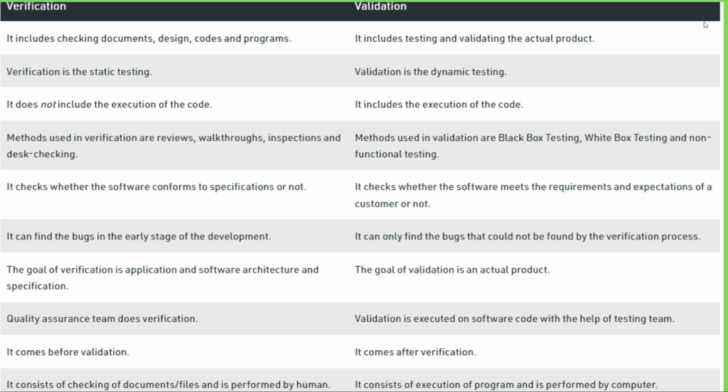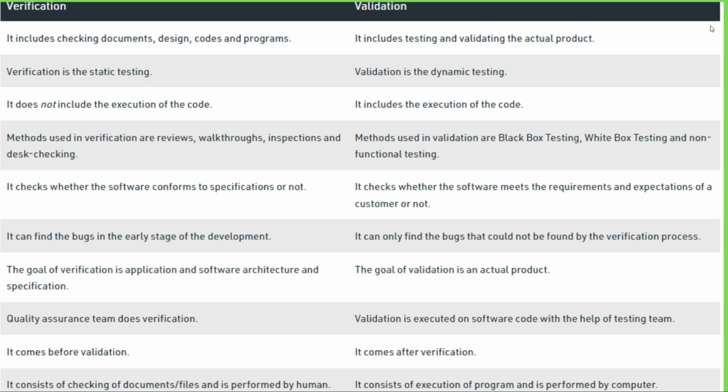functional as well as non-functional testing. Verification checks whether the software conforms to the specification or not, whereas validation confirms the software meets the requirement and expectation of a customer. Verification finds defects in the early stage of development, and that is why verification is very necessary, whereas validation can only find the defects that could not be found by the verification process.